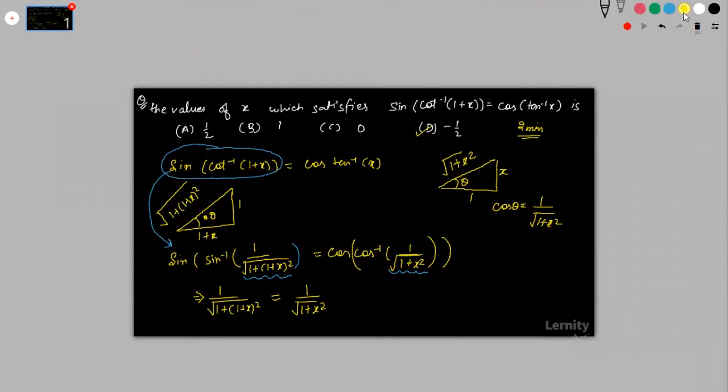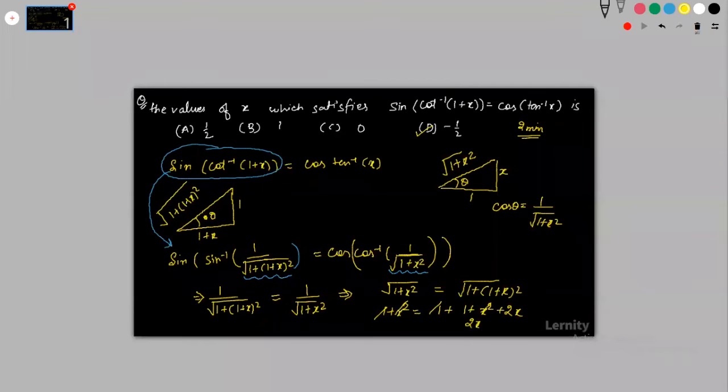Now I have roots on both sides, so that means both are positive. If I cross multiply, root of 1 plus x square equals root of (1 plus x) whole square. Yes. If I square both sides, this is 1 plus x square, and this is 1 plus x square plus 2x, right? So x square gets cancelled, and 1 and 1 get cancelled. So 2x is equal to minus 1. From here I get x equals minus 1 by 2.